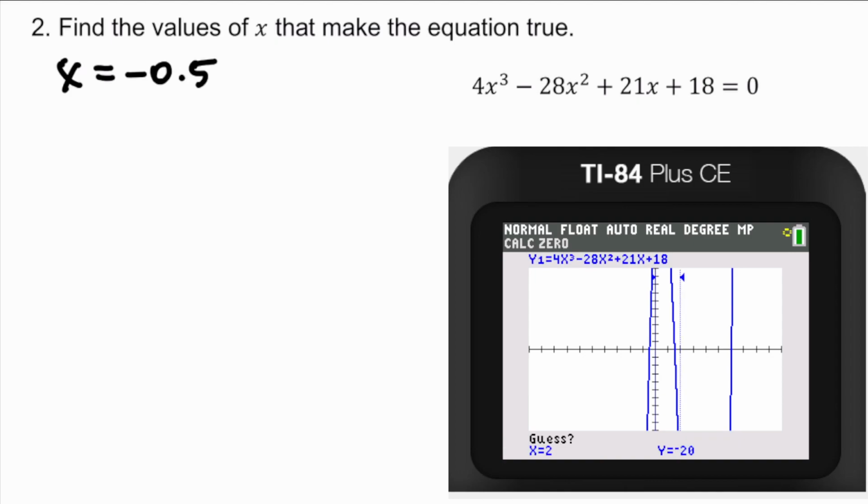Looks like it's going to be 1.5. Yep, so x equals 1.5, or 3 divided by 2. And then the last one is looking like a whole number: 2, 3, 4, 5, 6. That seems believable because 6 is a factor of 18. I'm just going to make sure it's between 5 and 10. And yeah, I get x equals 6. Okay, so those are the values of x that make the equation true.